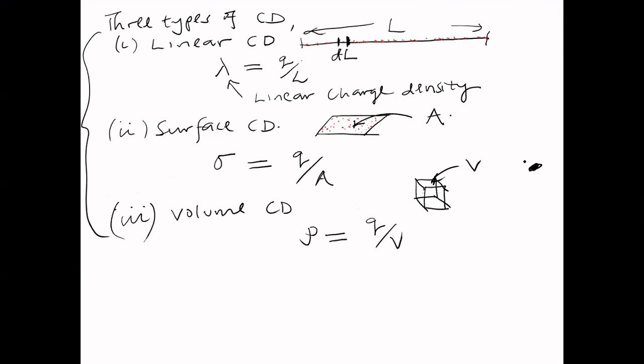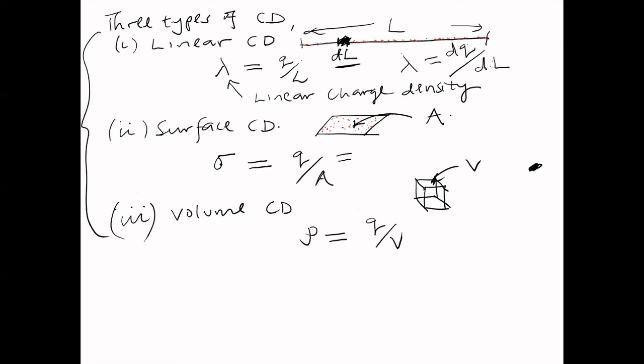Now, these expressions can also be written differently. If you have a very small length, you could still define the charge density as the small charge contained there, which you can call dq, over the small length. It will still be the same. So we have two expressions. The first is q over L, the total charge over the total length. Or you could imagine the distribution is made up of very small elements of length dL, and then the charge density is dq per unit dL. This dq is the small amount of charge contained within the small length dL.